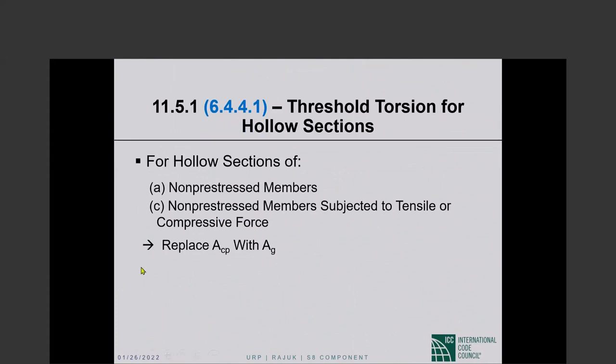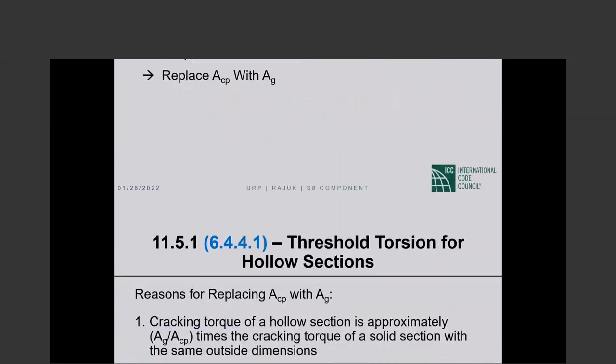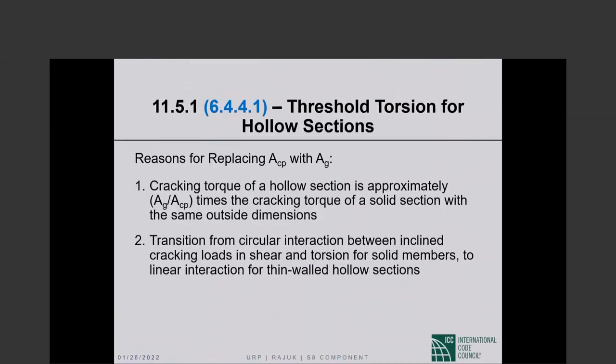This is coming back to that. So for hollow sections of non-pre-stressed members and non-pre-stressed members subject to tensile or compressive force, replace A sub CP with gross cross-sectional area. Okay. Remember, the difference is A sub CP includes the hole, A sub G does not include the hole. So replace A sub CP with A sub G. The reason for replacing A sub CP with A sub G, I will give you the first reason. The second one is too complicated. You have to read the ACI commentary to understand it.